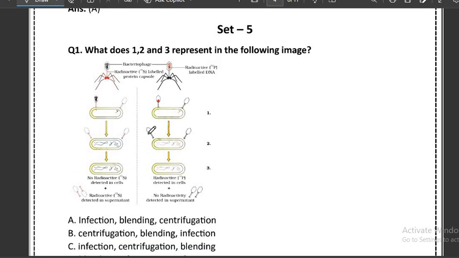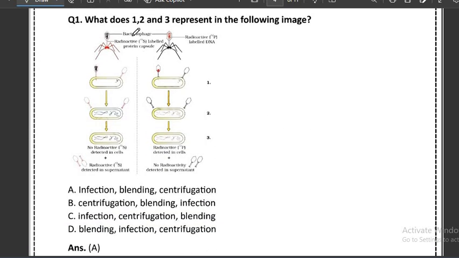Next question, what do 1, 2 and 3 represent in the following image? Option A, infection, blending, centrifugation. Blending, infection, centrifugation. Infection, centrifugation, blending. So the correct option is infection, blending, centrifugation.